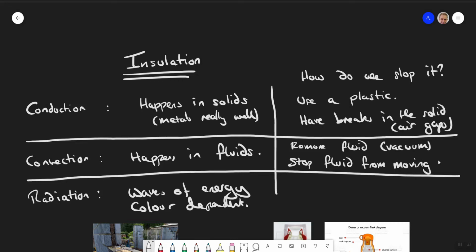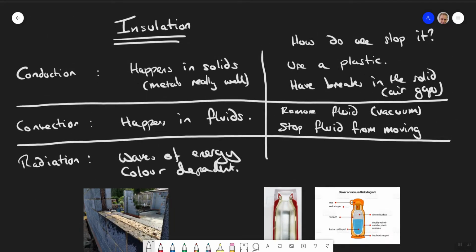If we can trap it in a space, then it's still going to have a convection current, but it can't go anywhere. It can't leave entirely. Final way is radiation, which is color dependent. Hopefully you remember, use light colors. Okay, that's how we solve it. So these are the principles.